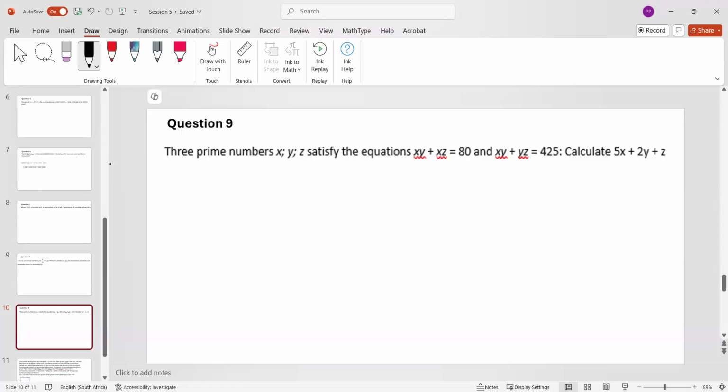Now let's go to the next one, question 9. Question 9 says, you've got 3 prime numbers. So x, y, and z are prime numbers. They could be coming from 2 or 3 or 5 or 7 and so on. Okay, so they are prime numbers. And you've got xy plus xz is 80.